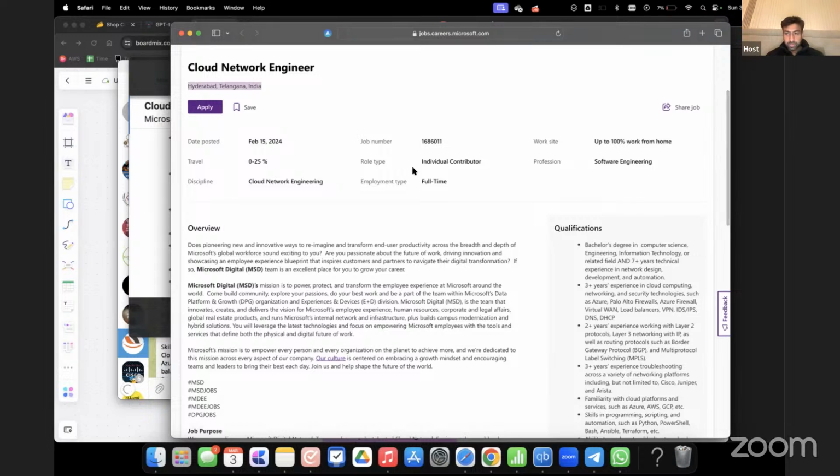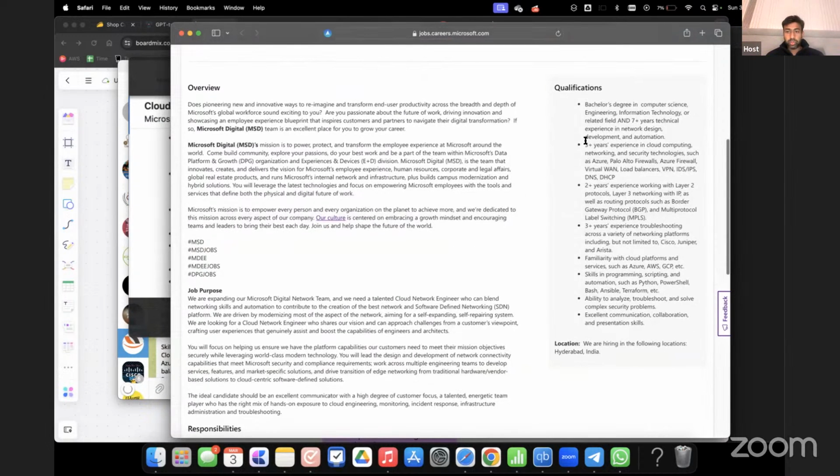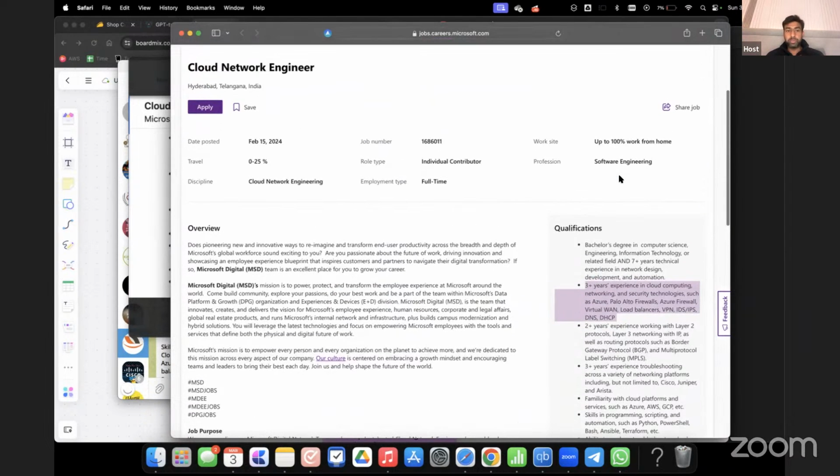Okay, so now you can see whatever I was showing you, 3 years experience in Azure, Palo Alto. Obviously, you need to have some experience. Getting into Microsoft as a fresher is difficult. But if you have 2, 3 years experience, you can see they are asking you to have 3 years network cloud experience. So you can at least prepare for the next 2, 3 years to get into Microsoft.